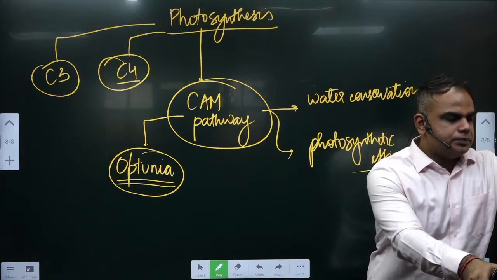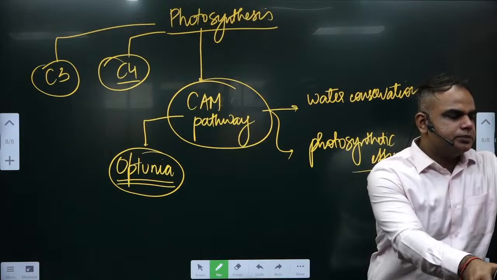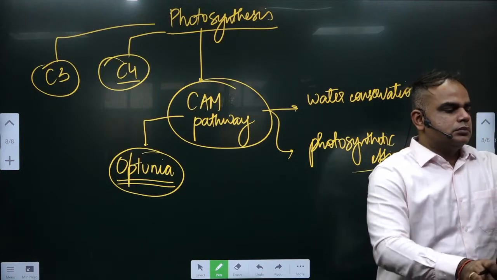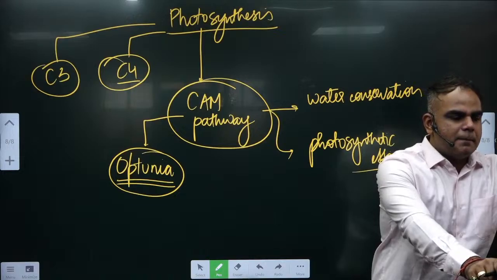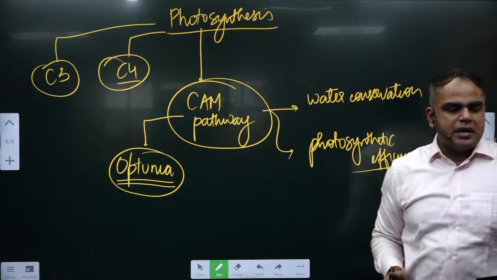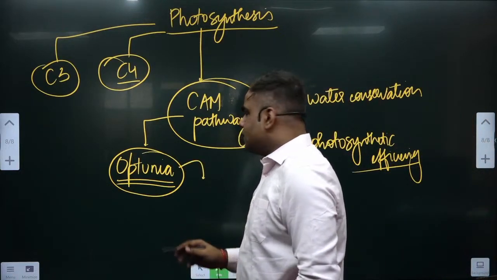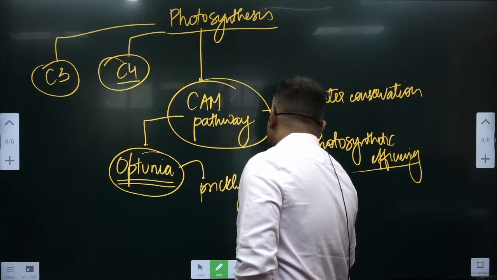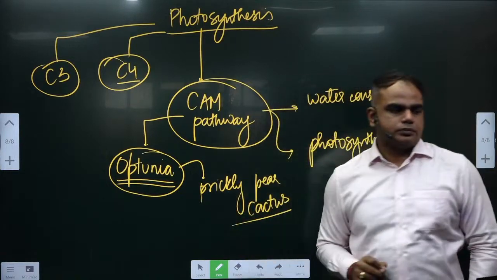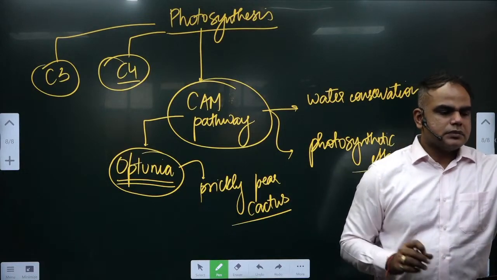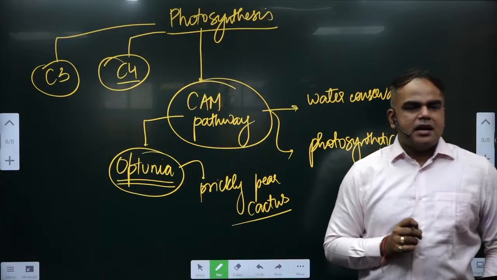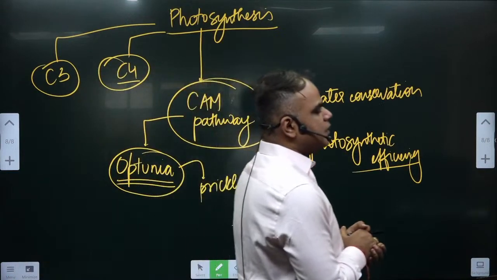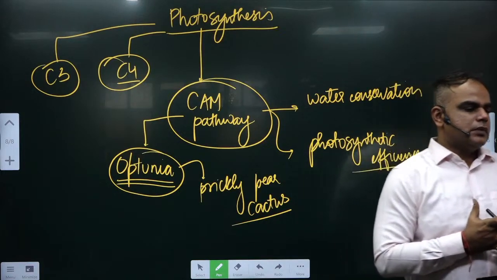The people who are not aware, you can write: CAM pathways help in reducing water loss. It is adapted to arid conditions, seen in Opuntia. Opuntia is known as the prickly pear cactus. Here just one line: the CAM plants take carbon dioxide at night to minimize the water loss during hot, dry days.